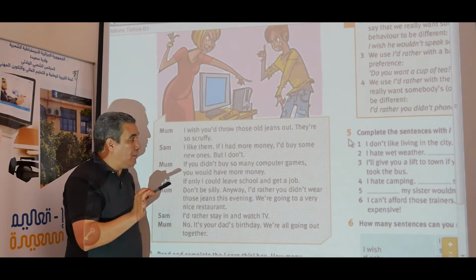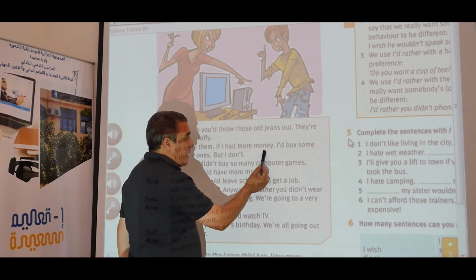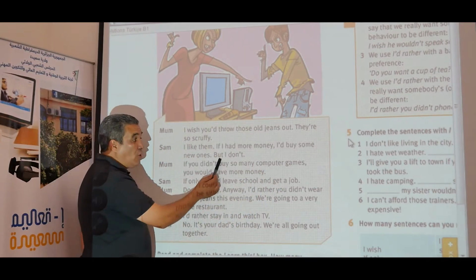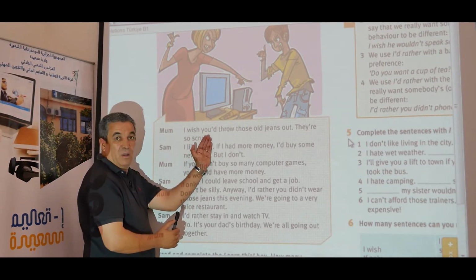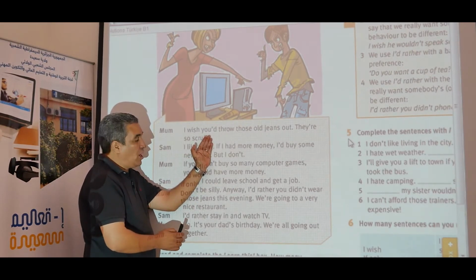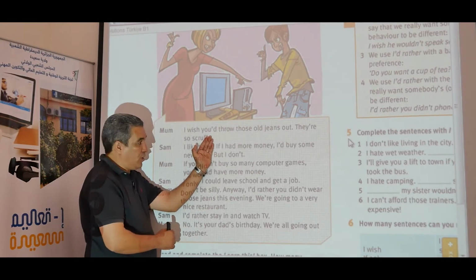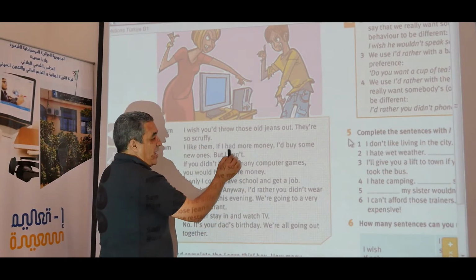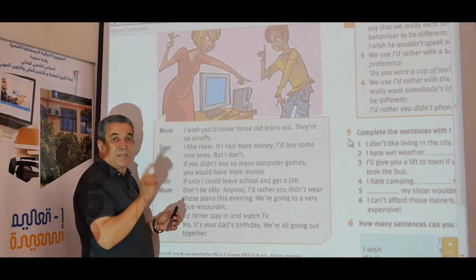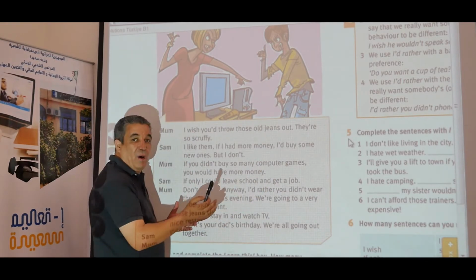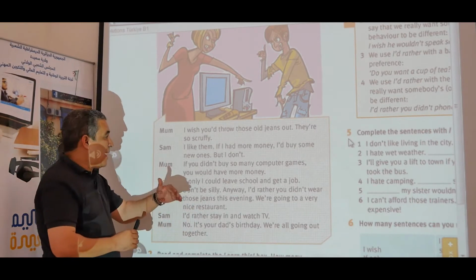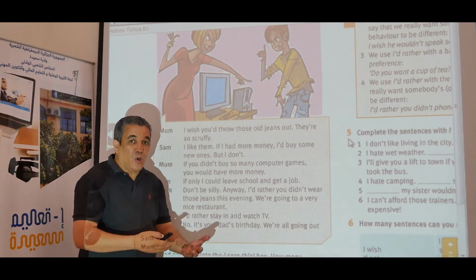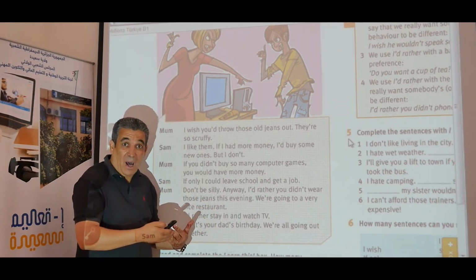Sam: "I like them. If I had more money, I'd buy some new ones, but I don't." So here's our if sentence or conditional sentence that we are going to explore, that we are going to study. You see we've got an if clause and the main clause. If I had more money, I'd buy. And remember, we said this D stands for would. I would buy some new ones, but I don't. So this is the imaginary situation that we are talking about. Now, he doesn't have money to buy jeans.